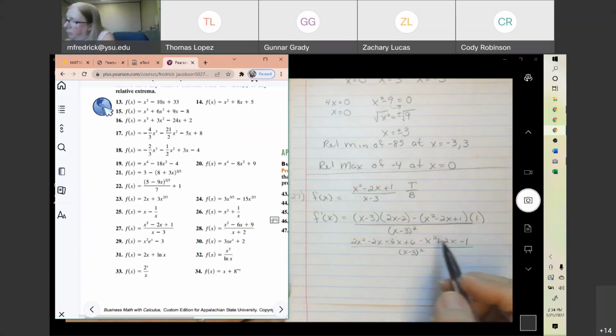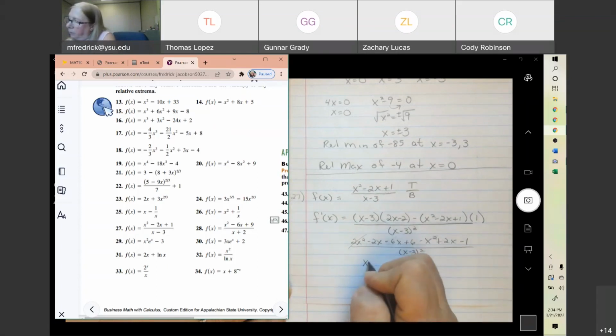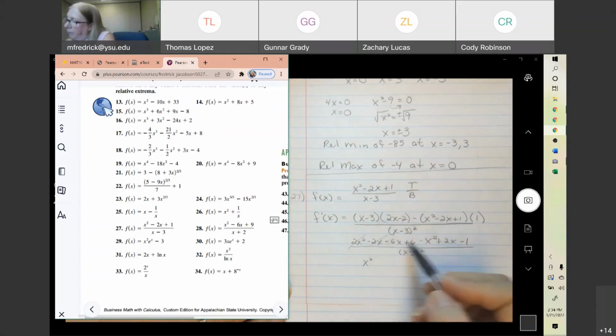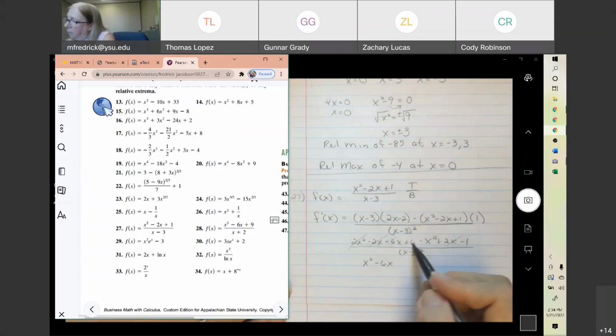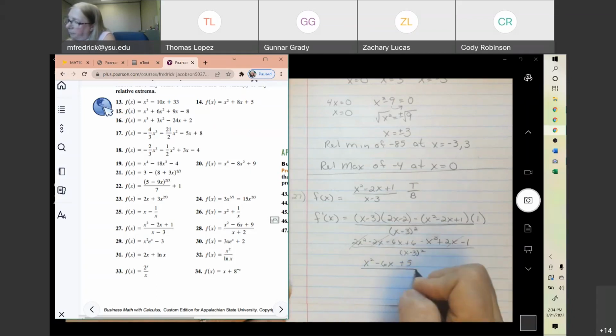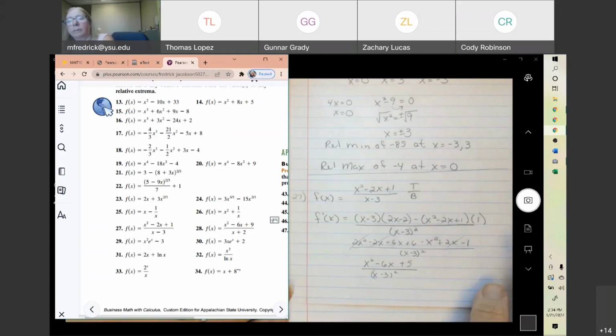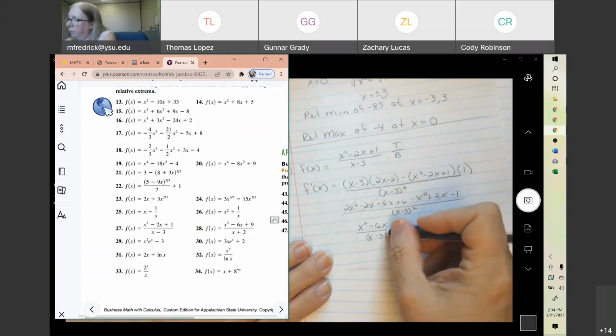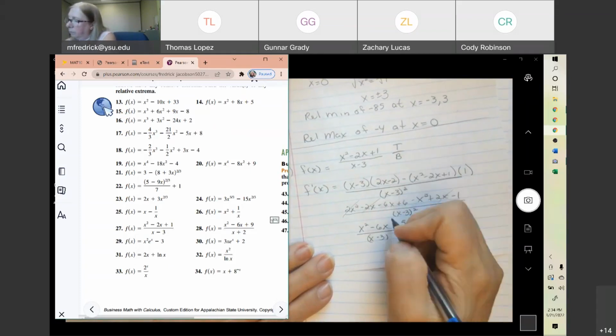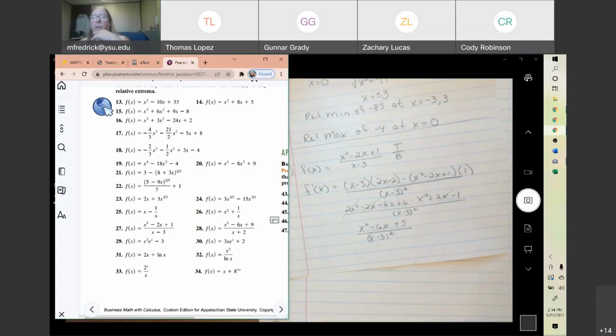Combining like terms, 2x squared minus x squared is x squared. The 2x's cancel and leave a minus 6x. And then 6 minus 1 is 5. And this is a 2. Any questions so far?